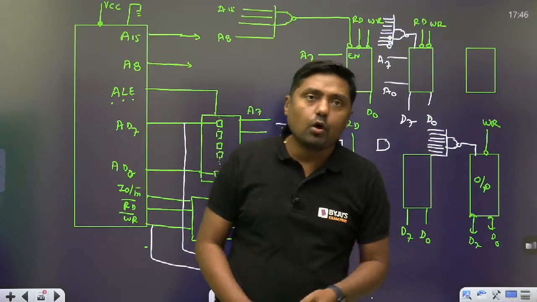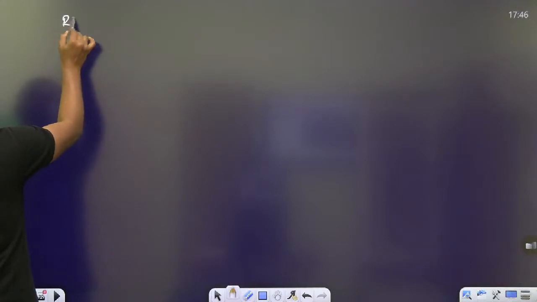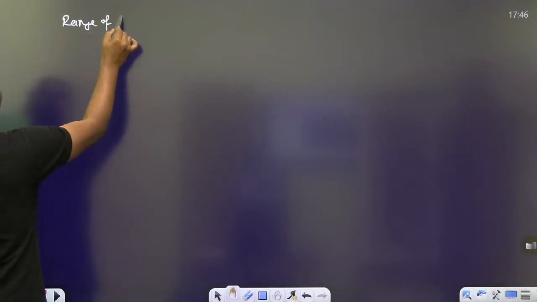Now, one by one, I want to ask some questions. So, what is the range of the address for the input and output device, everyone? Range of address.